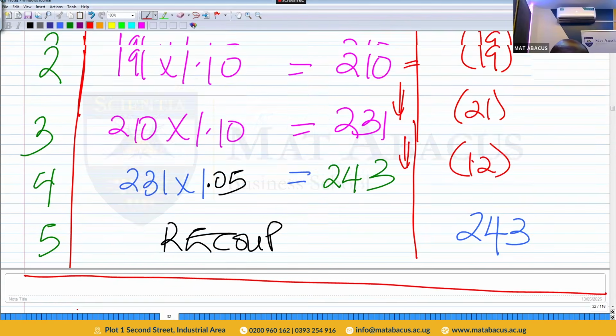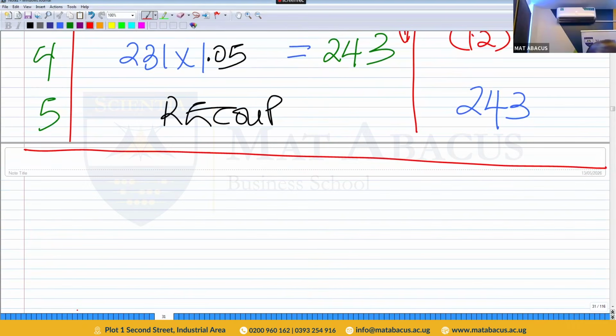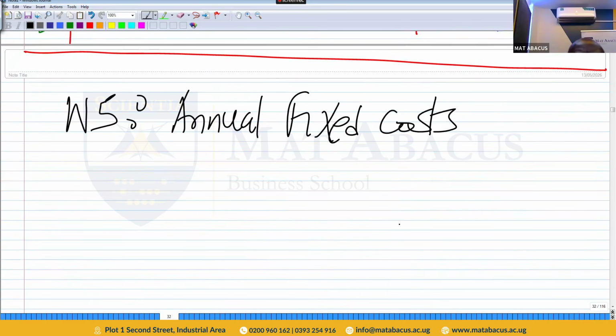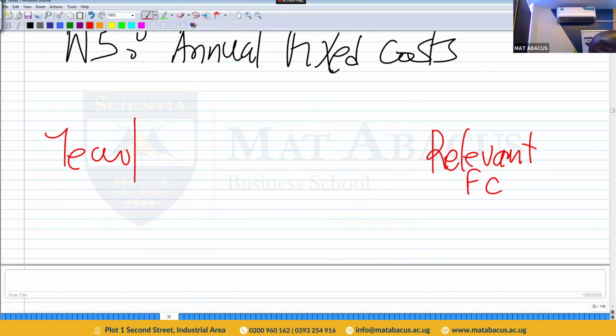So it is working 5. And in our working 5, we are dealing with annual fixed costs. Shall we draw a table? We shall have the year. I will leave a space here for details, and I will have relevant. This word is key, relevant fixed costs. That space will help you to do your workings there if need be.